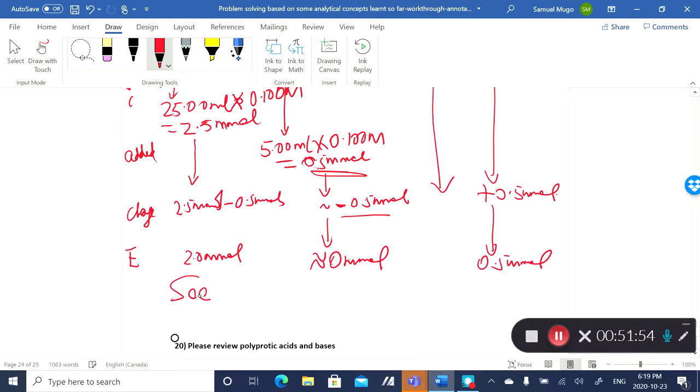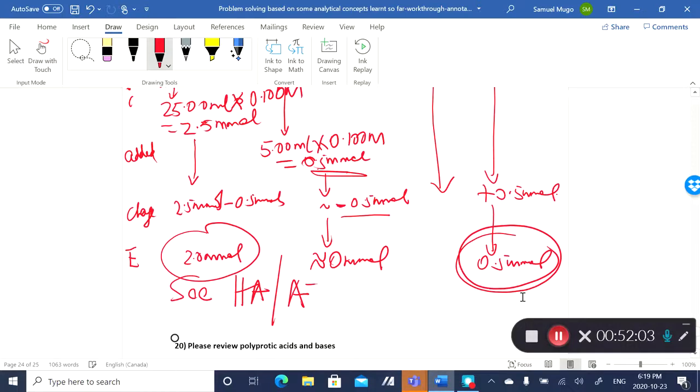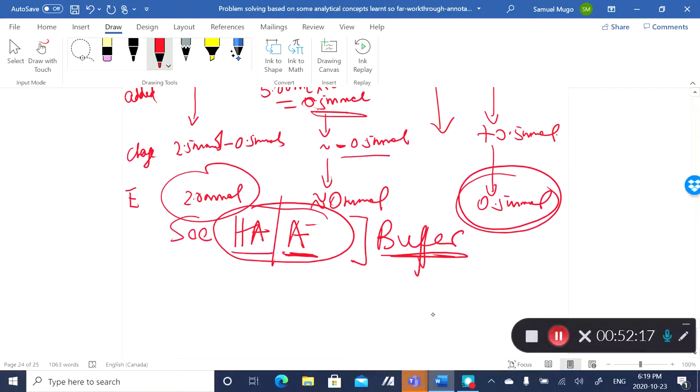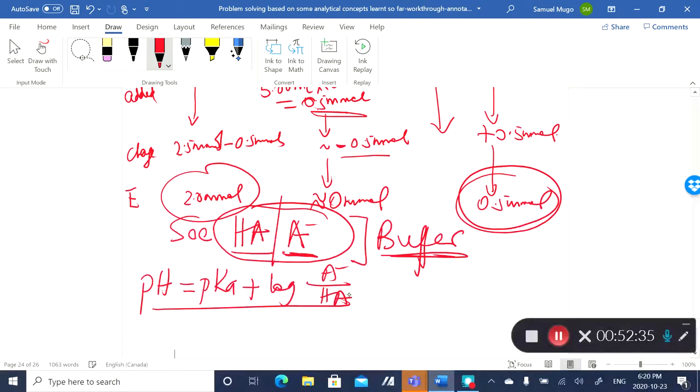So you see, you have some HA that is present, but you also have some conjugate base that is present. And so what do you have now? You've got a weak acid and a weak base. So what is that? It's a buffer. That's a buffer that you've just made. Now, how do you calculate the pH of a buffer? You do that using the Henderson-Hasselbalch equation, and all of us know how that looks: pH is equal to the pKa plus the log of the base divided by the acid.